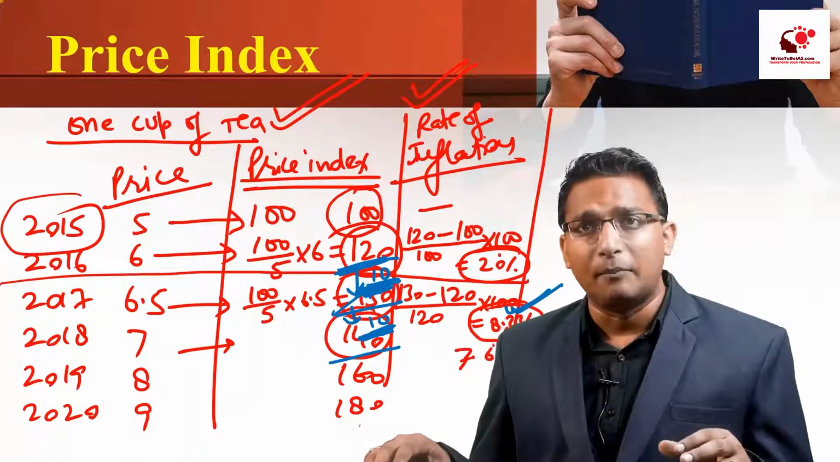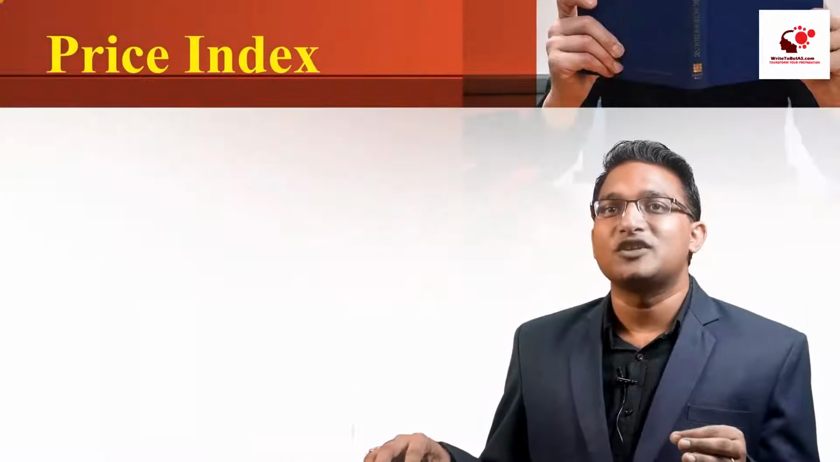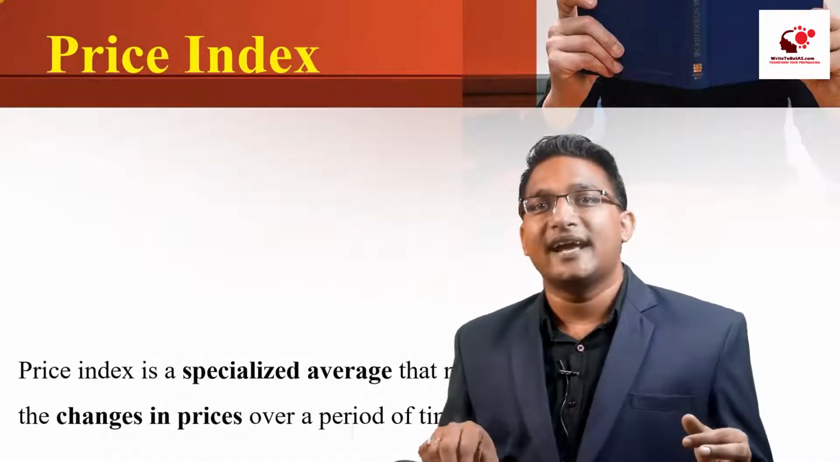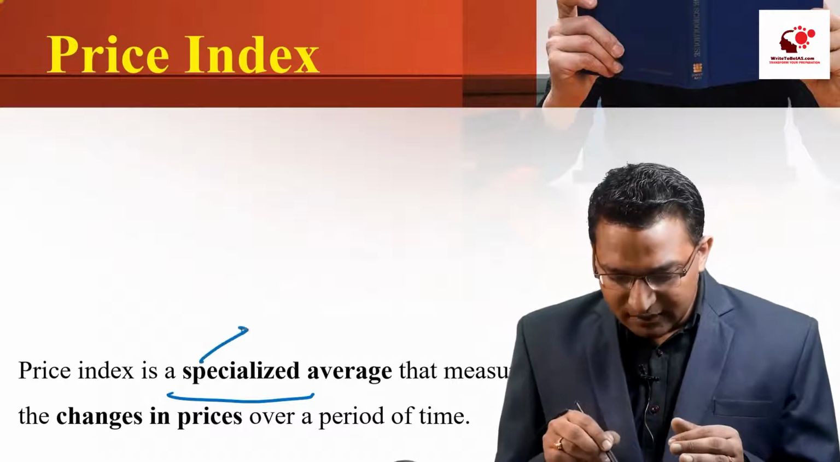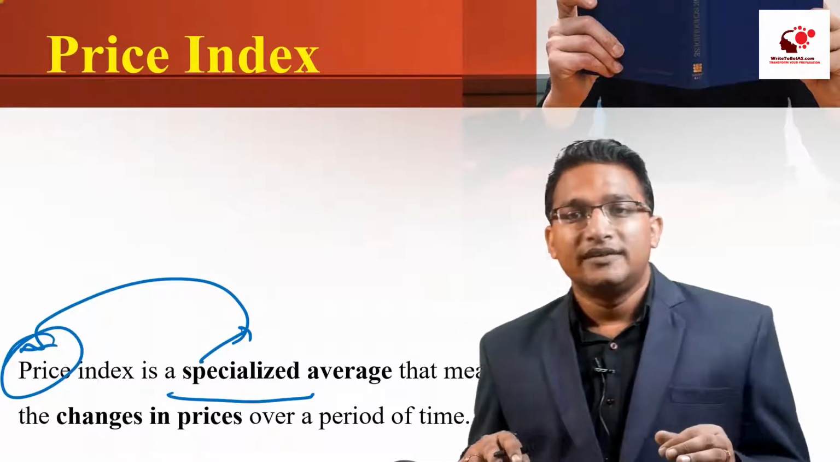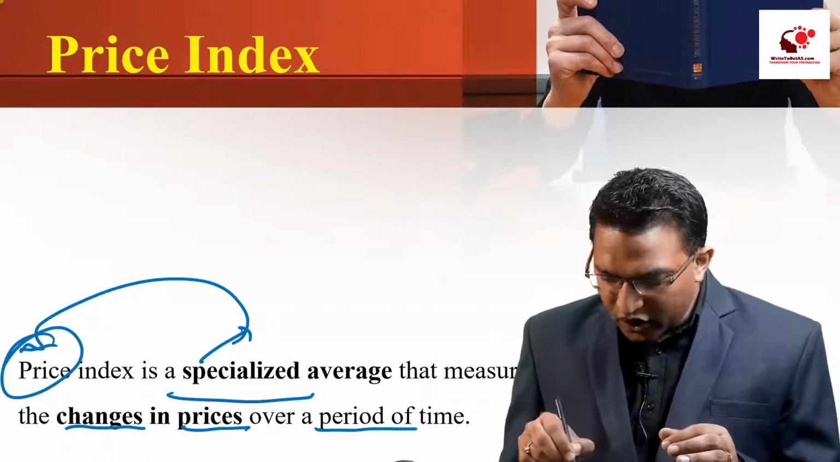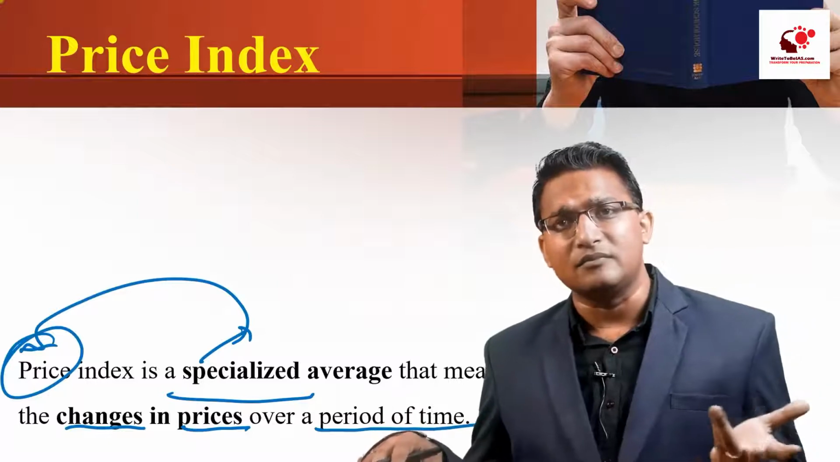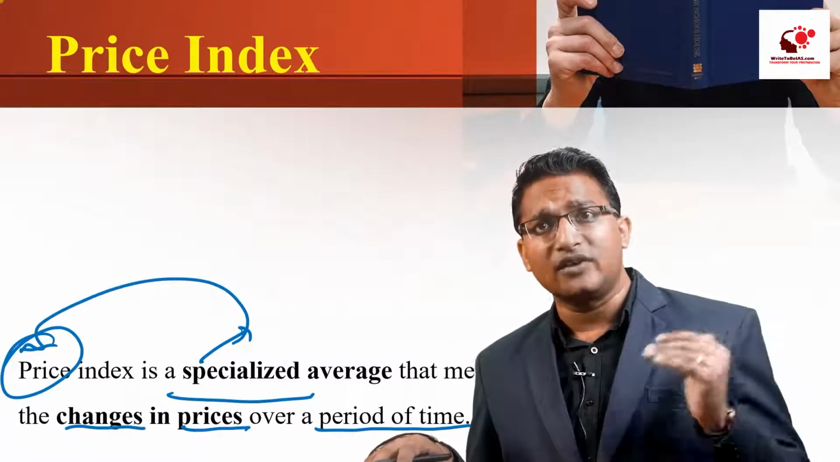Now based upon this example, we will be discussing all the concepts subsequently, right? So price index. What is price index? Price index is a specialized average. Why we are saying specialized? Because this is about the prices. It is only talking about the prices, that measures changes in the prices over a period of time. So we have seen it is measuring the change in the price of the cup of tea from 2015 to 2020.